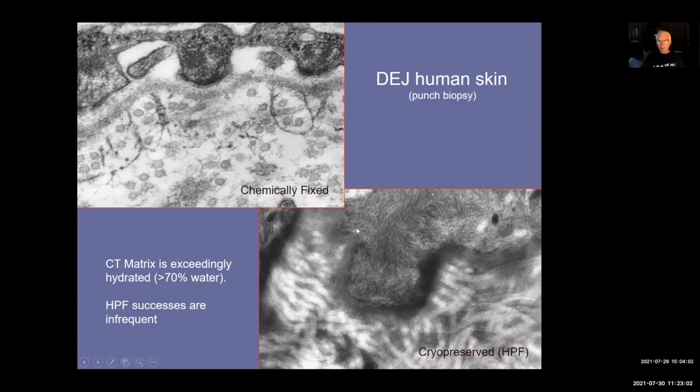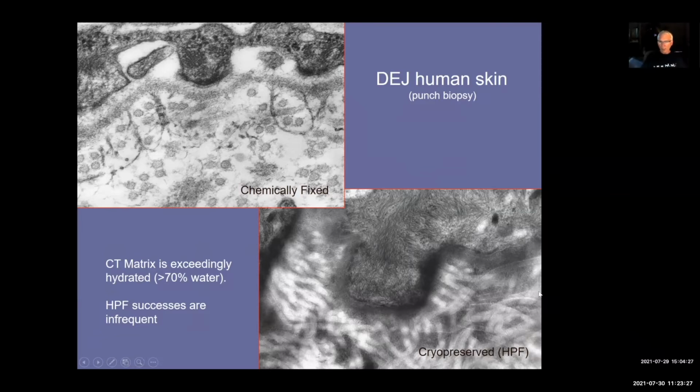Now, the lamina densa is really just a collection of highly concentrated molecules associated with the plasmalemma of the epithelial cells, which in the chemically fixed material just precipitate as this band we call the lamina densa. The epithelial cell shrinks away from the lamina densa, causing the lamina lucida to appear. And we see no lamina lucida in the high pressure frozen material.